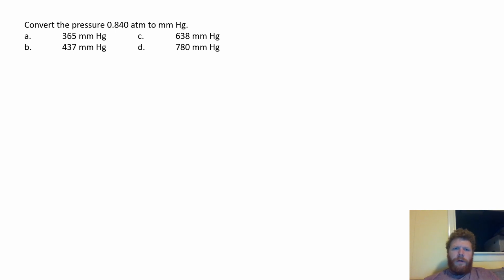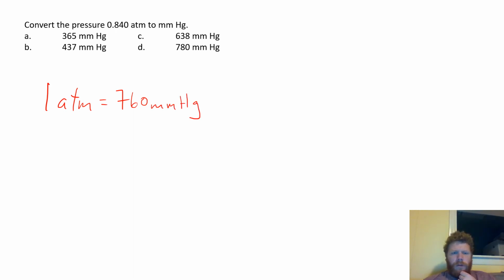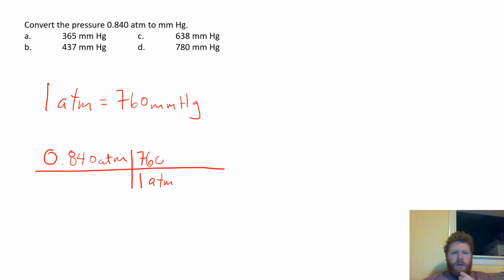This first problem right here is fairly direct. Convert the pressure 0.840 atmospheres to millimeters mercury. How are you going to do that? Well, 1 atmosphere is equal to 760 millimeters mercury. So we're prompted with 0.840 atm. Set up the dimensional analysis, in which case we now go to 1 atm is equal to 760 millimeters mercury.